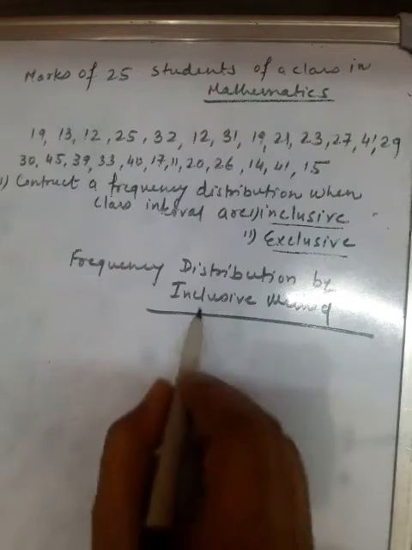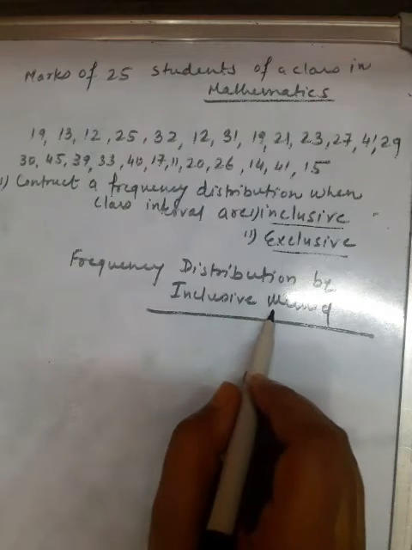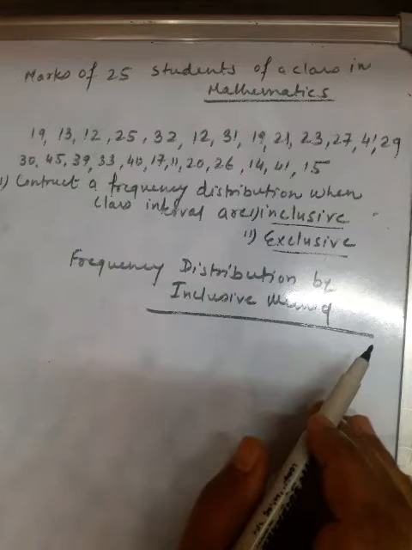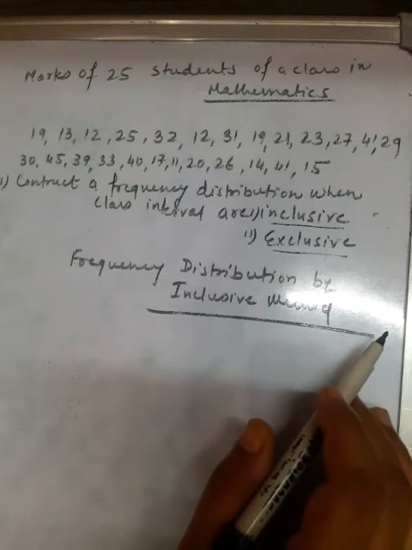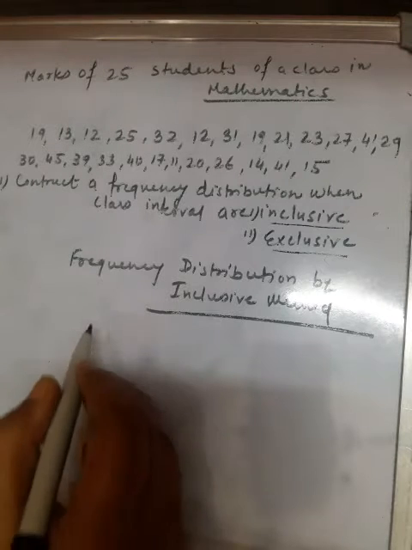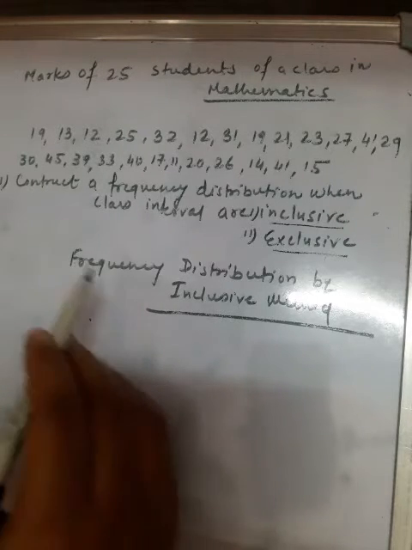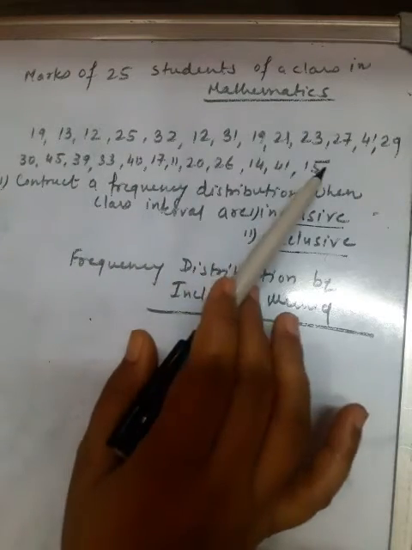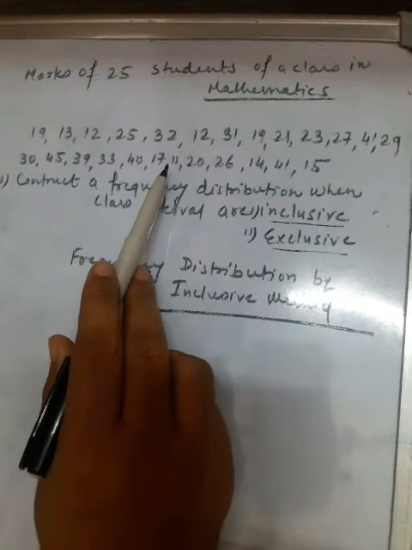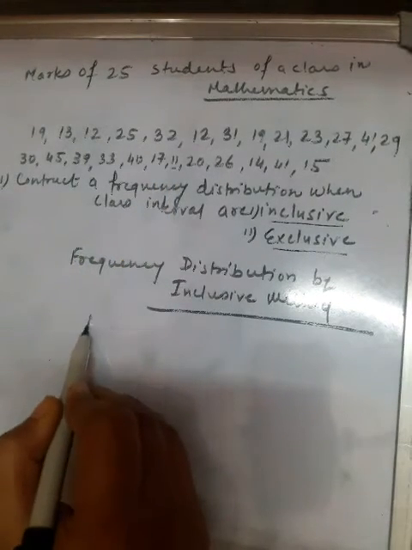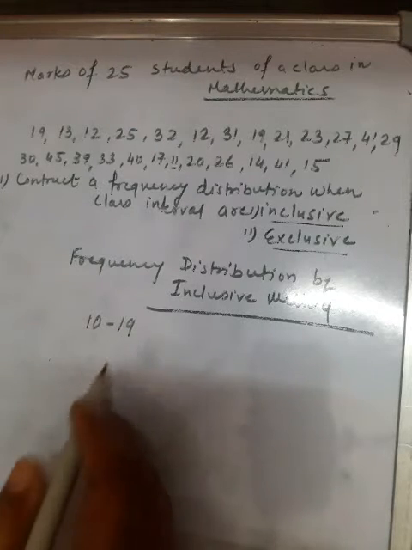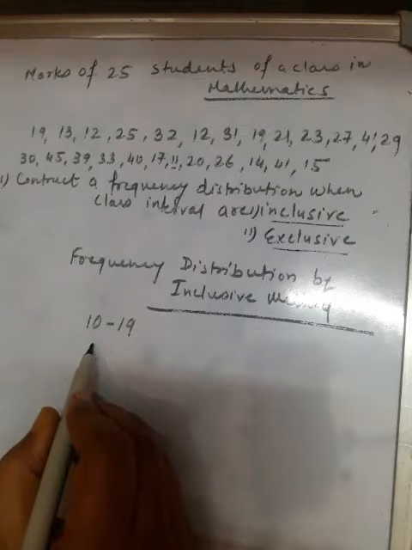Students, before that let me repeat what the inclusive method is. In the inclusive method, both limits of a class interval are counted in the same class. Suppose I consider the lowest marks here, which is 12, so I will start from 10. First I will take 10 to 19, so 9 will be the class interval.